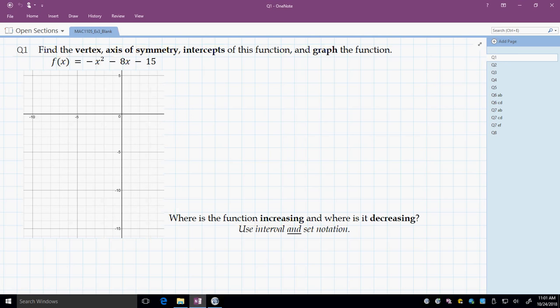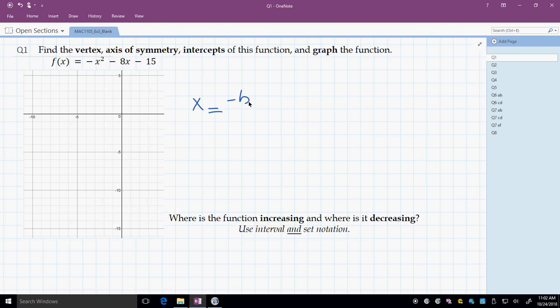Okay. So first problem, we have a function of x, and they're asking us to find the vertex, axis of symmetry, the intercepts, to graph the function, and then at the end we're going to find where the function is increasing and decreasing. Okay. So first, to find the vertex, we have a formula.